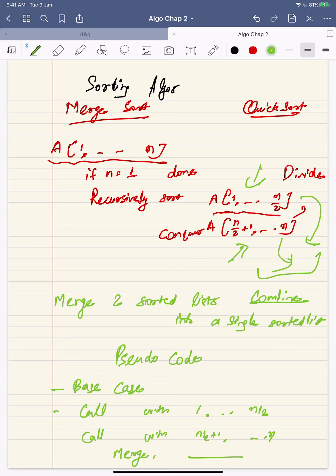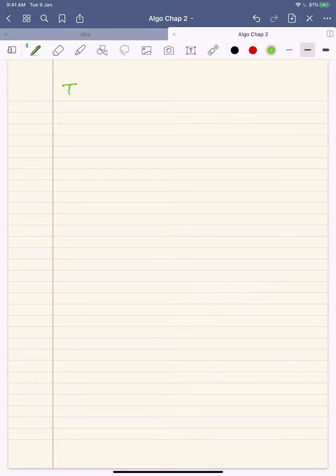So what is the overall time? Suppose T(n) is the overall time. You say, I created two instances of size n by 2 plus I am doing a merge operation. What is the complexity of the merge operation? You're taking two instances of size n by 2 and merging them to create a sorted list. Merging, so you have two sorted lists as input and you have to create a sorted list as output. It takes order n time.